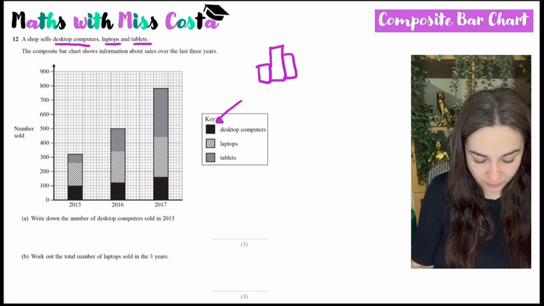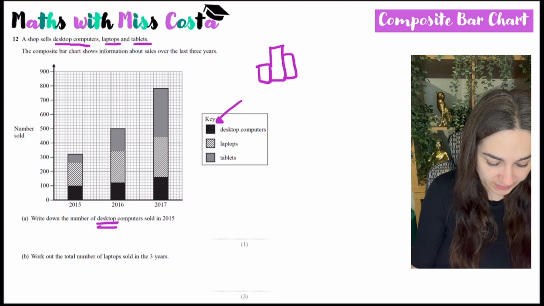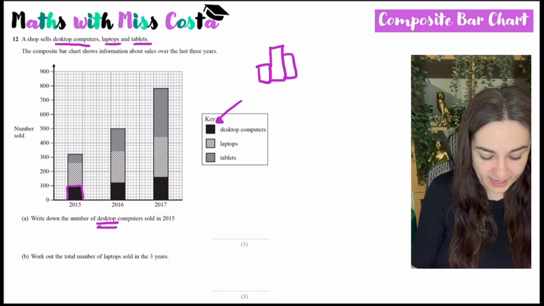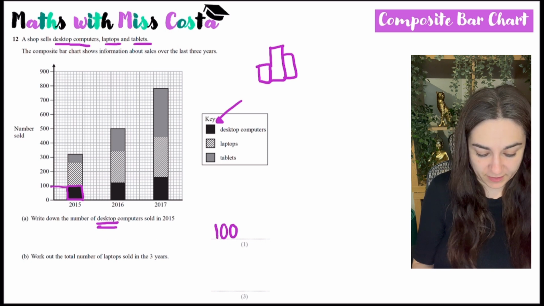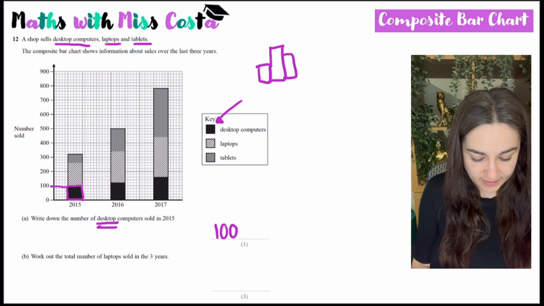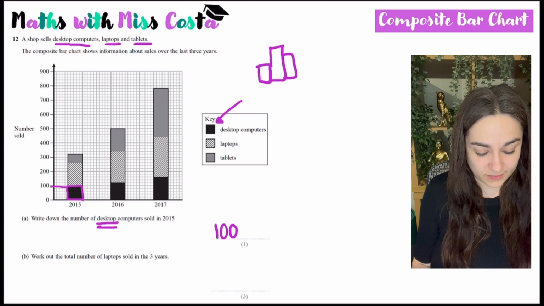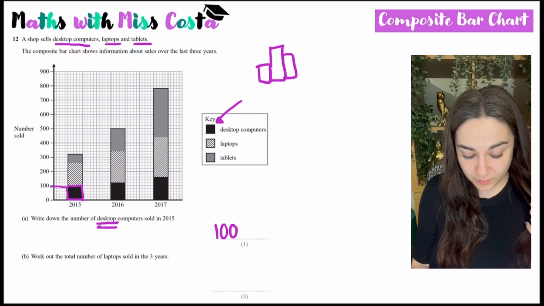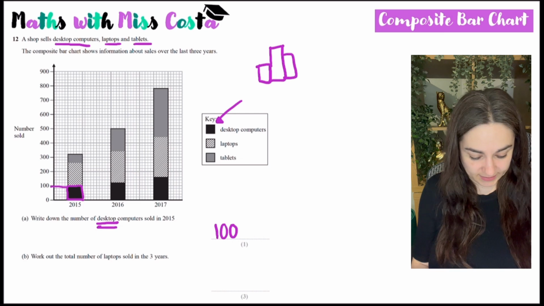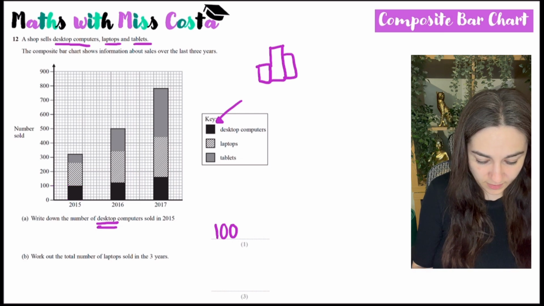I need to write down the number of desktop computers sold in 2015. So desktop computers would be this bit here, the black, and that just comes in at 100 if I just read off the chart. And then this is quite a lumbersome question where it's going to require a little bit of working. I need to work out the total number of laptops sold in the 3 years. So the laptops are this bit here using the key.